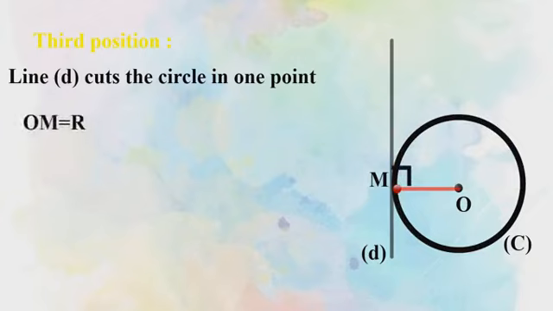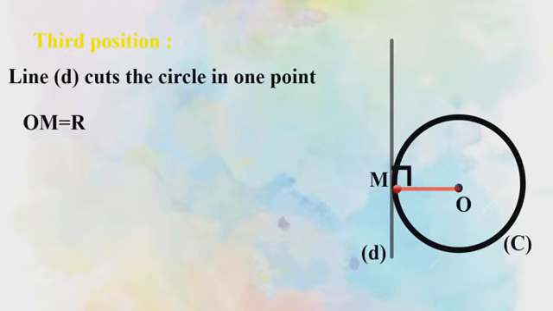So OM is equal to R, but the segment from O to the line must be perpendicular to the line, which gives the smallest distance. The smallest distance between the center of the circle and the line is equal to the radius of the circle.